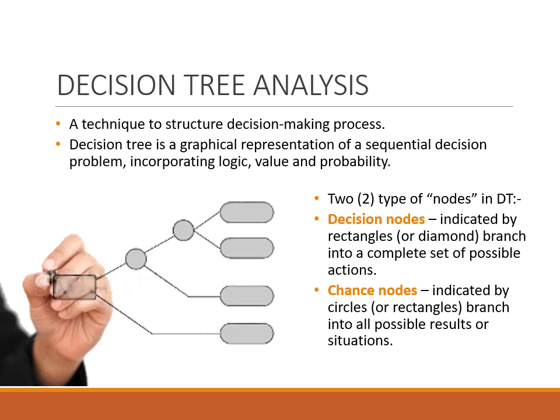And then the next type of nodes is the chance nodes. The chance nodes are typically indicated by a circle. Some books use rectangles if they use diamonds for the decision nodes. And then from that circle, it will branch into all possible results or situations. So from the previous example, the chance nodes would be the chances of the success or failure of each of the projects.